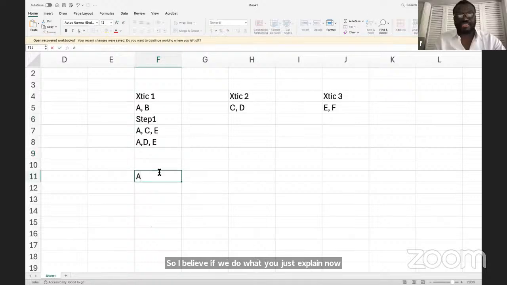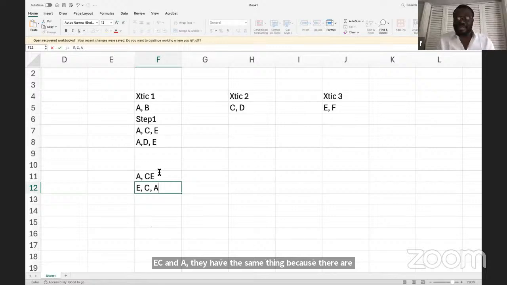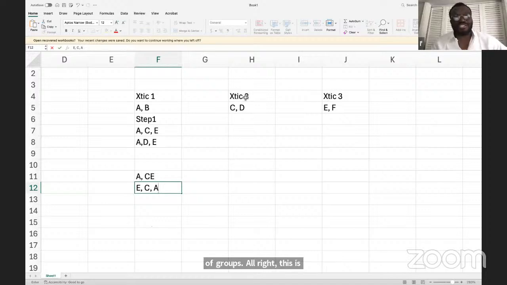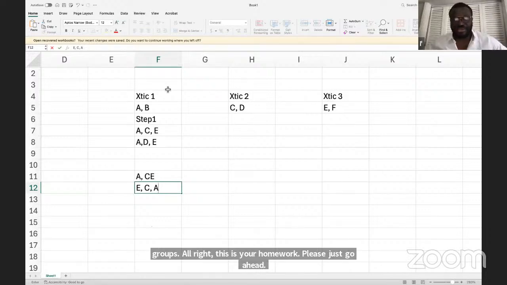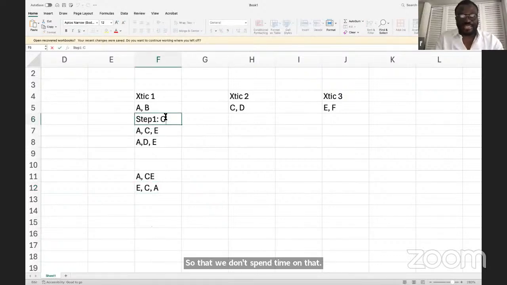So A, C, and E is the same thing as E, C, and A. They are the same thing because they are individuals who have that same characteristic. So you're not counting duplications of groups. All right, this is your homework. Please just go and try this at home and see how many unique groups you create so that we don't spend time on that. All right, so step 1 is create the unique strata, right?